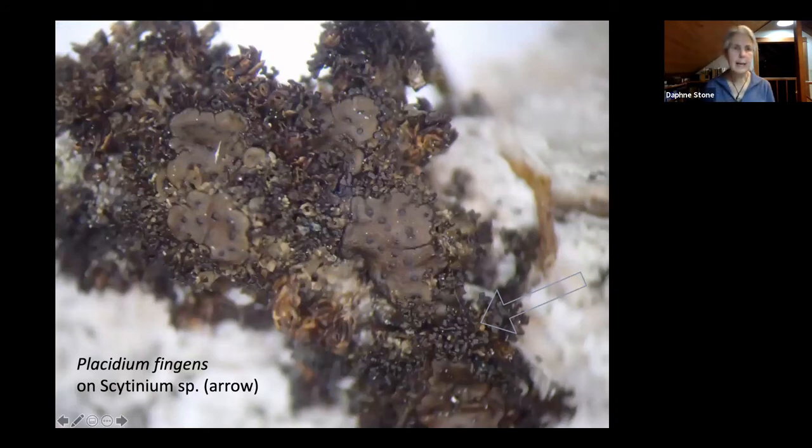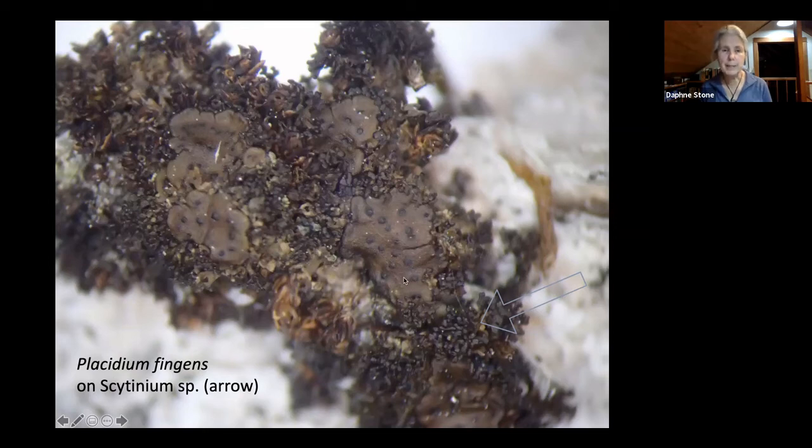I think this is the last little lichen I have to show you on an oak tree. And this one is called Placidium fingens. And it's this flat little lichen that's growing on top of another thing here, which is a Collema, a jelly lichen. And it only grows on top of those Collemas on oak trees. That's the only place it grows.